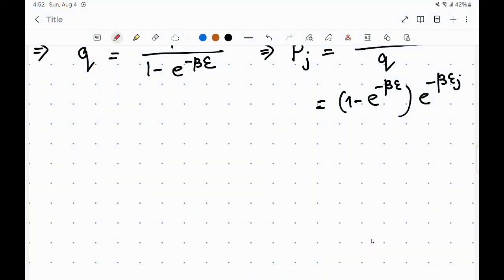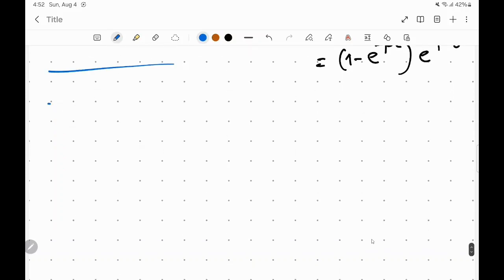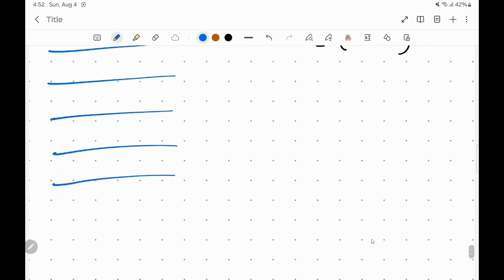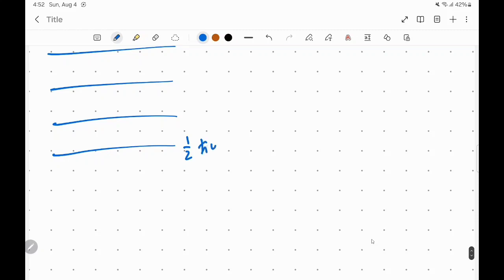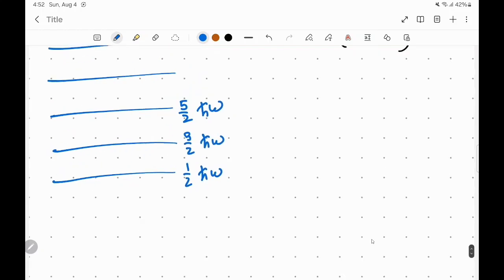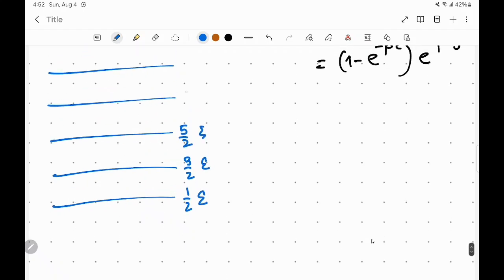So what will be the procedure? The procedure will be the same, but now the energy levels will be like this: half h cross omega, 3 by 2 h cross omega, 5 by 2 h cross omega, and so on. For convenience, you can consider this as epsilon: half epsilon, 3 by 2 epsilon, 5 by 2 epsilon, 7 by 2 epsilon, like this.